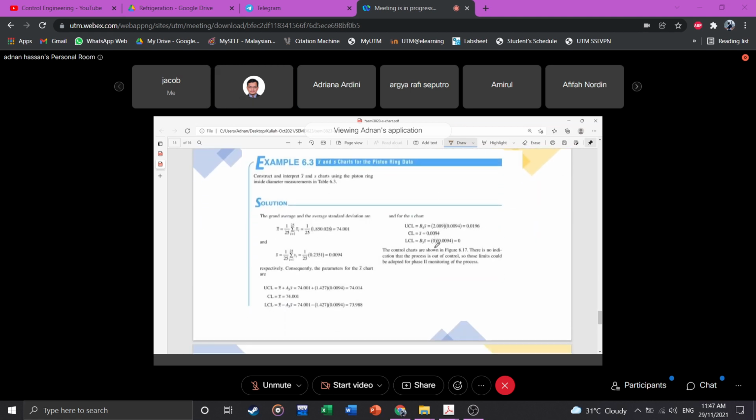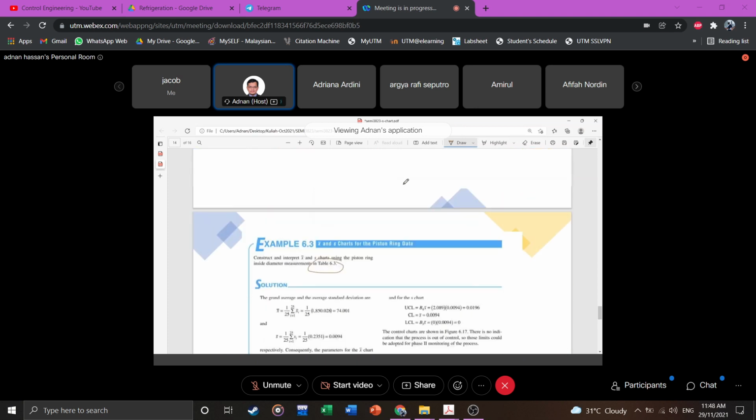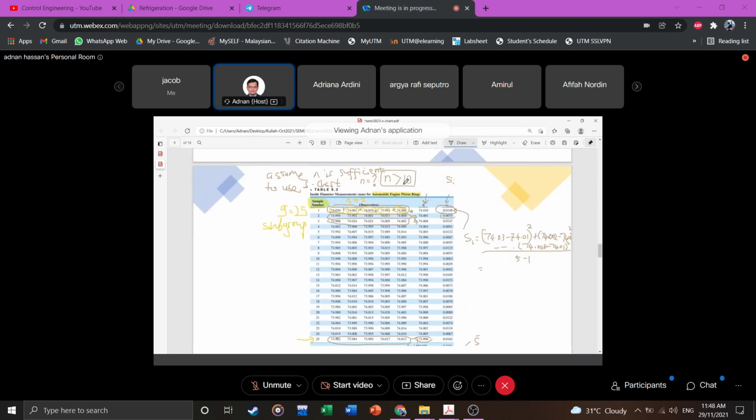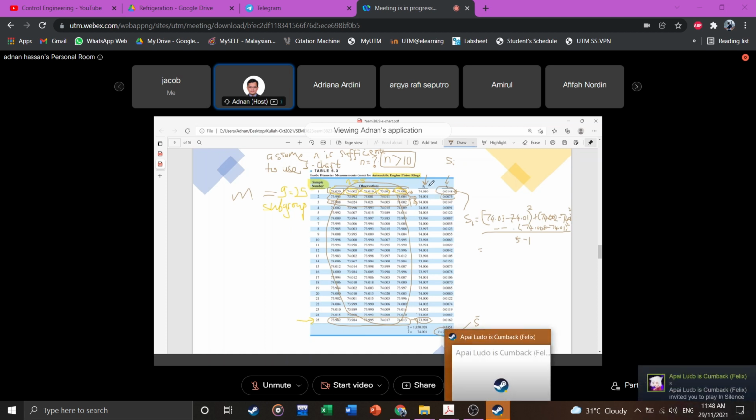Let's see this example. Construct an X bar and S chart using the piston ring inside diameter data of Table 6.3, which was given earlier. After measuring 25 subgroups (in your books, this G is equal to M), with n equal to 5, the X bar is already taken here as the average, then X double bar, individual S, and finally S bar.